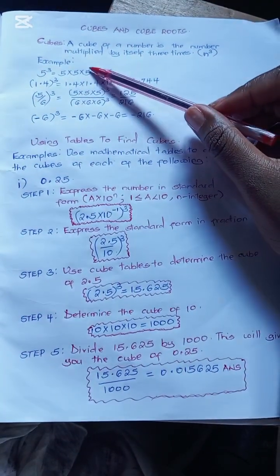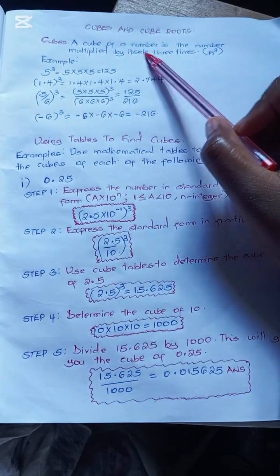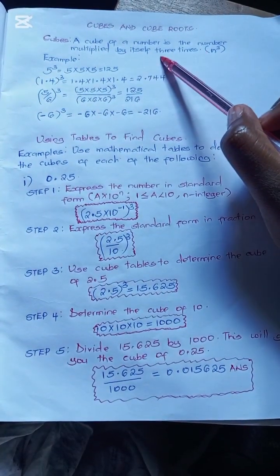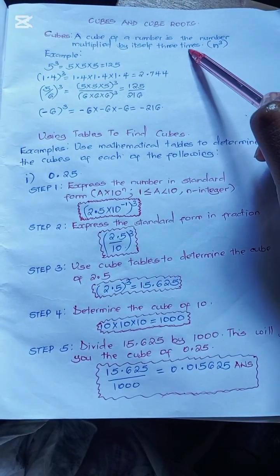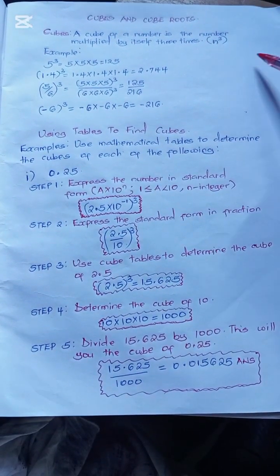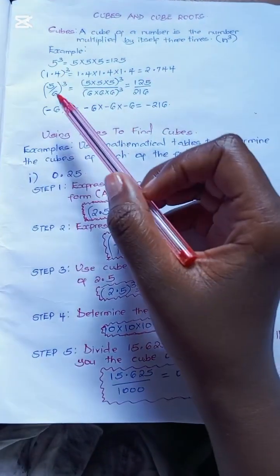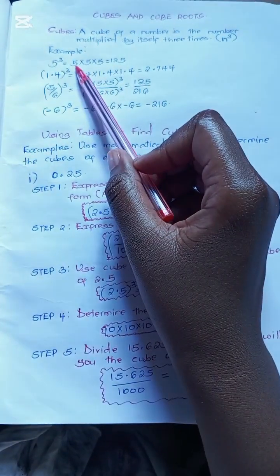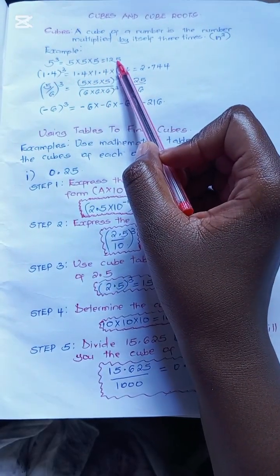Let us start with cubes. A cube of a number is the number multiplied by itself 3 times. When we looked at squares and square roots, the square of a number was that number multiplied by itself. So for examples, we have 5 cubed. You'll take 5 times 5 times 5, 125.